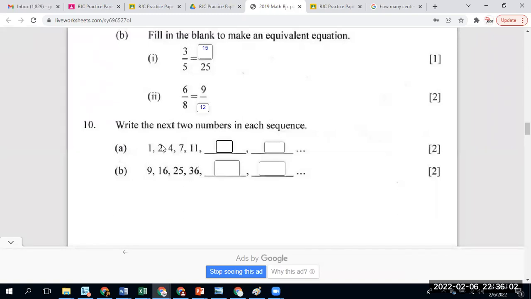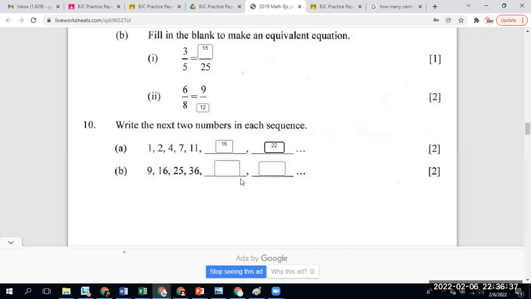So to go from 1 to 2, we add 1. So 1 plus 1 gives us 2. To go from 2 to 4, we add 2. So 2 plus 2 equals 4. From 4 to 7, we add 3. So the pattern is add 1, then add 2, then add 3, then add 4. 7 plus 4 gives us 11. Next, we add 5. 11 plus 5 gives us 16. And then we add 6. 16 plus 6 equals 22.